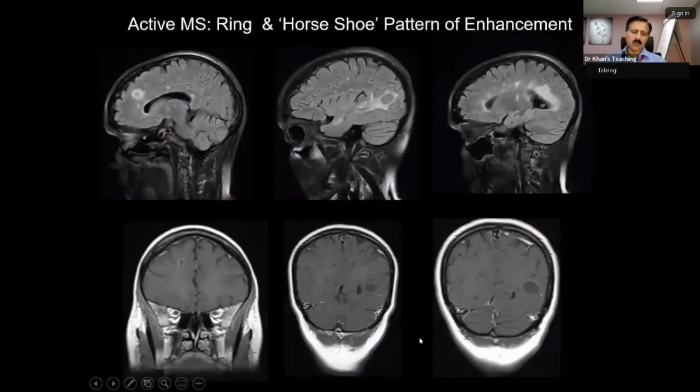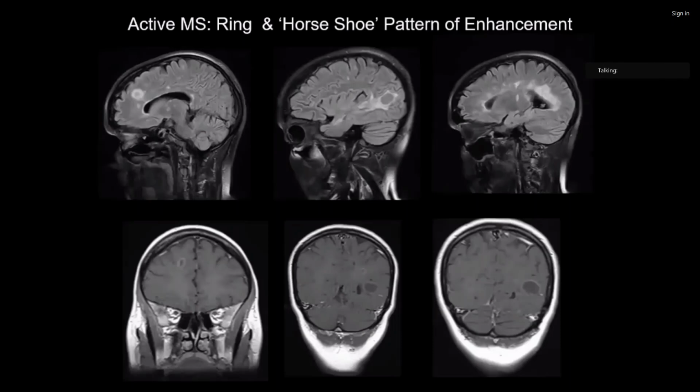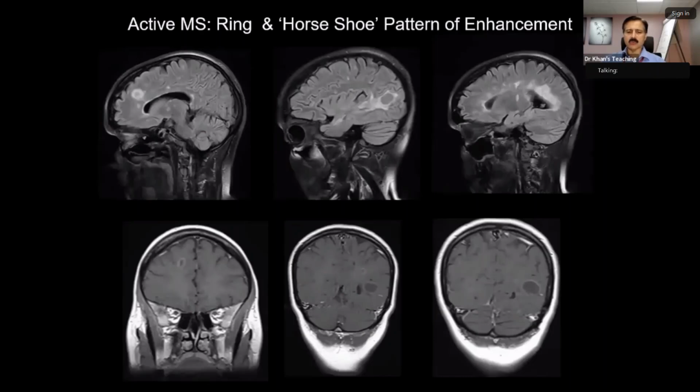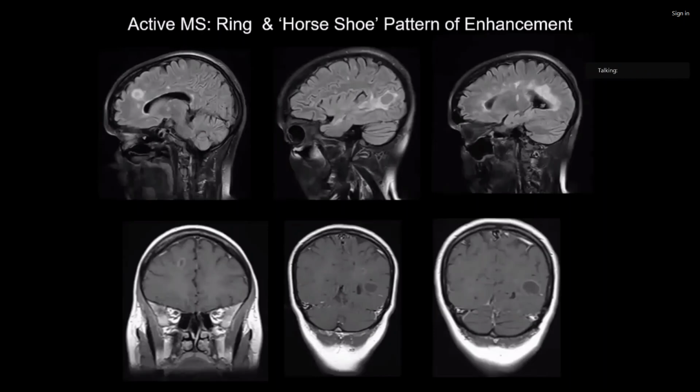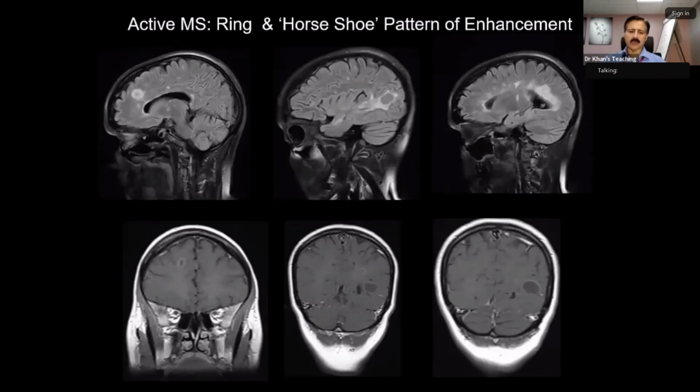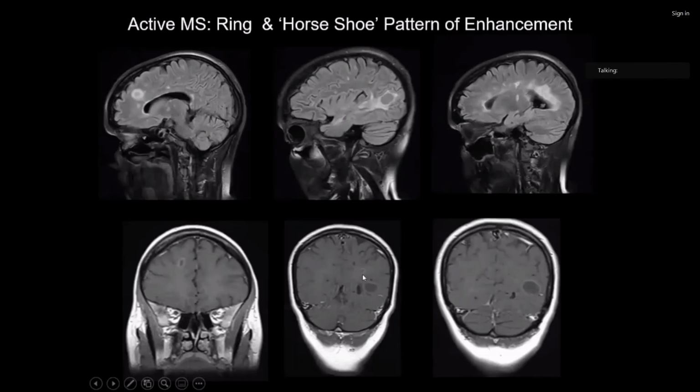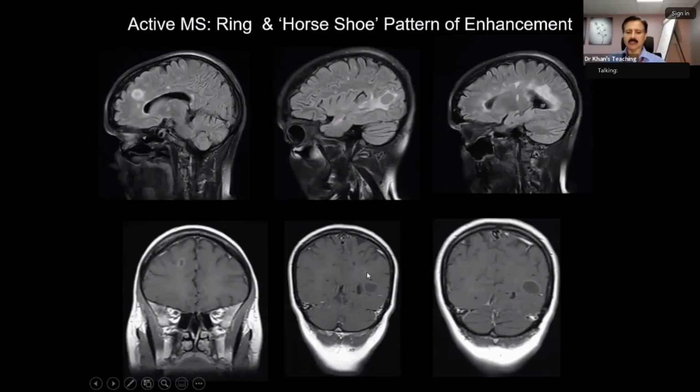Now comes the role of contrast. It was correctly pointed out that I will use contrast, because I told you that hypothetically in the case which I showed you, there was no enhancement. But now there can be enhancement in active plaques of MS. Our criteria is there should be enhancement. Now, if there is an enhancement, we call it an active plaque of MS. And the enhancement can be complete ring enhancement. It can be what we call horseshoe enhancement, like this.